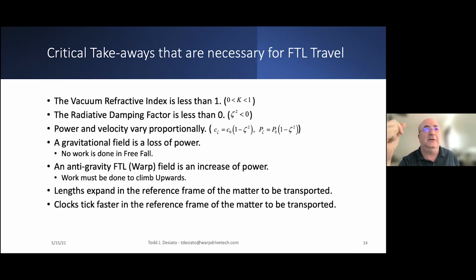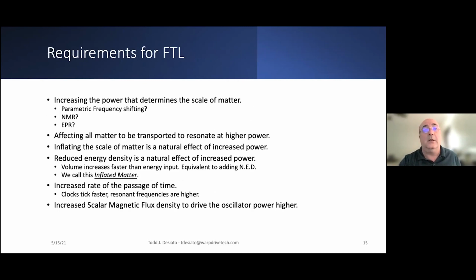Okay. So lengths expand in the reference frame of the matter to be transported. Clocks tick faster in the reference frame of the matter to be transported. So those are the things that you need to remember, because in the reference frame of the expanded ship, the universe is smaller, and the distance between any 2 points is also smaller and can be traversed faster in this frame. So increasing the power determines the scale of matter.